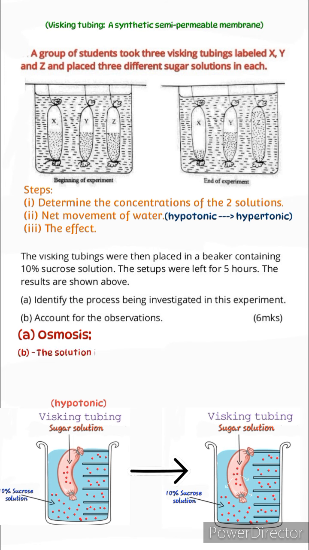The solution in whisking tubing X was hypotonic to the sucrose solution. Now students, never say that the whisking tubing X was hypotonic. This is wrong. Whisking tubing is just a membrane. It does not have any concentration whatsoever. So it's actually the solution in the whisking tubing that is hypotonic to the sucrose solution.